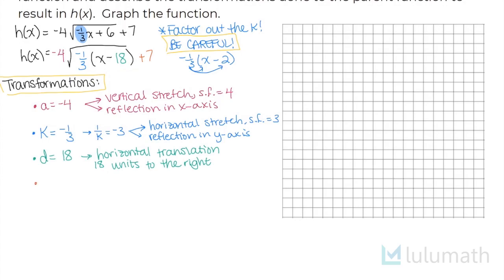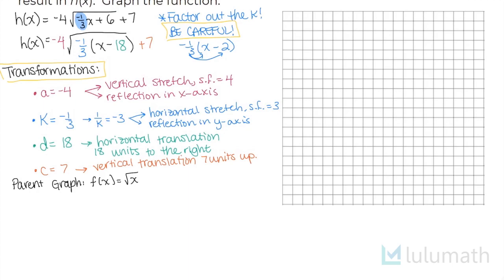And our c value is equal to positive 7, the c value here. So we know that that is a vertical translation 7 units up. All right, now we need to identify what our parent graph is. And we know our parent graph is this square root right here. So it's the square root of x. F of x equals the square root of x.